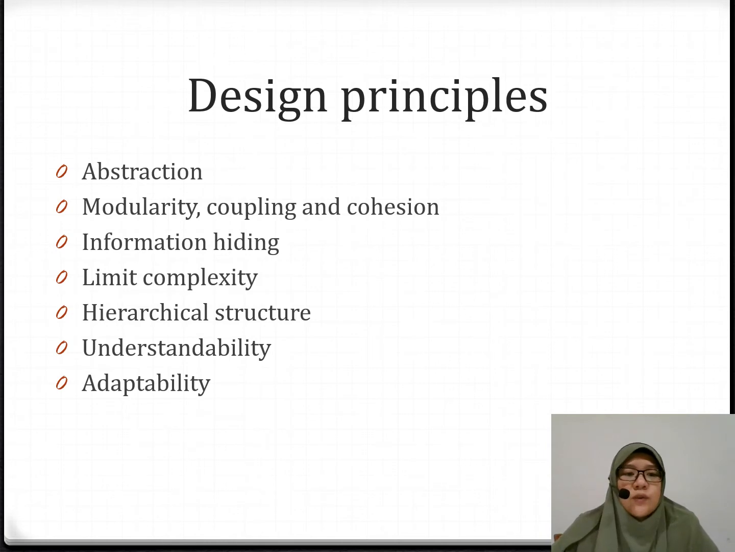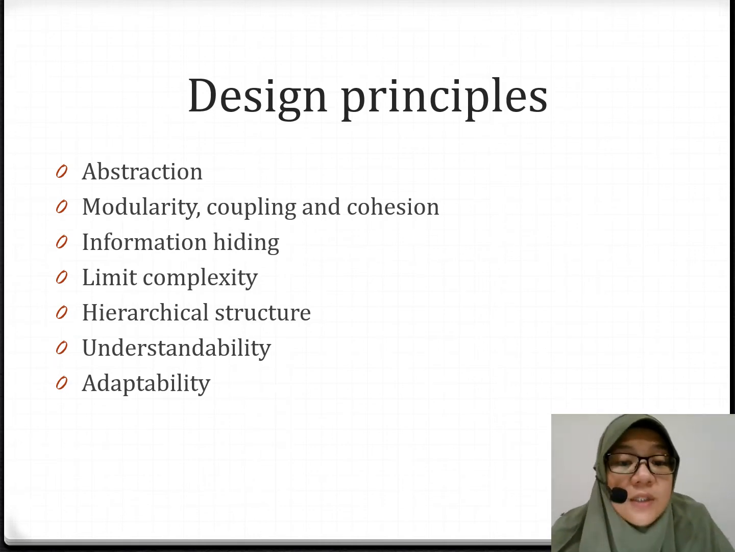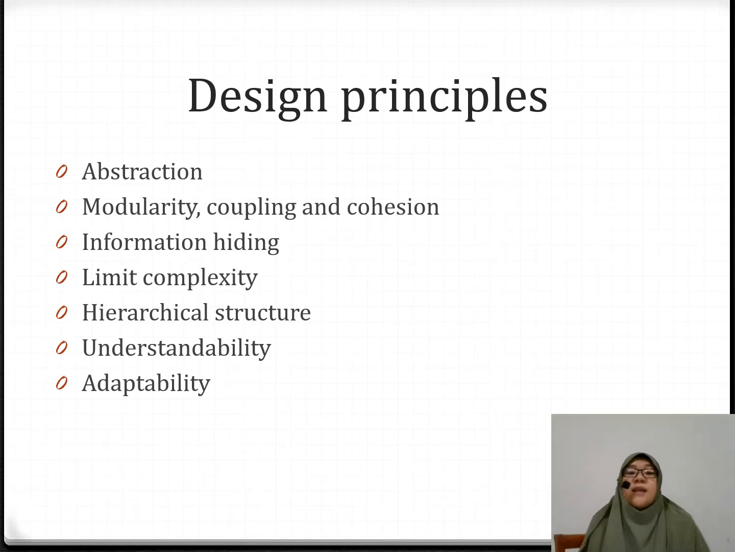So there are 1, 2, 3, 4, 5, 6, 7 design principles that you should follow when you start your design. Abstraction, modularity. So modularity is coupling and cohesion. So what's coupling, what's cohesion? We'll talk about it. Information hiding, limiting your complexity, right? And it's good to design based on a structure, top-down approach. And your design must be understandable and adaptable. So let's look at it.